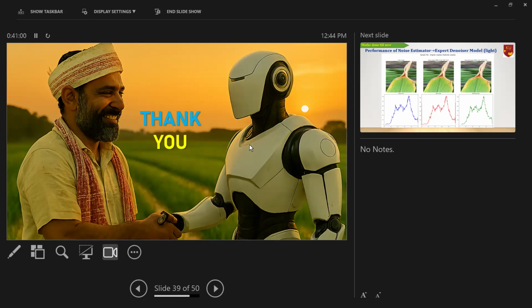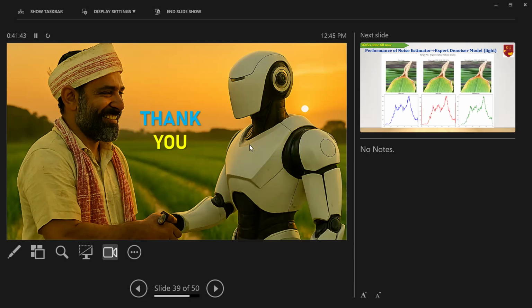So we have planned to design a model which will first estimate the type of noise, what type of noise is there, and what the level of the noise is. So the noise estimator model will first estimate the noise type and noise level. Then it will provide the output to another model, the expert denoiser. We named it NEED. NEED is noise estimator and expert denoiser.